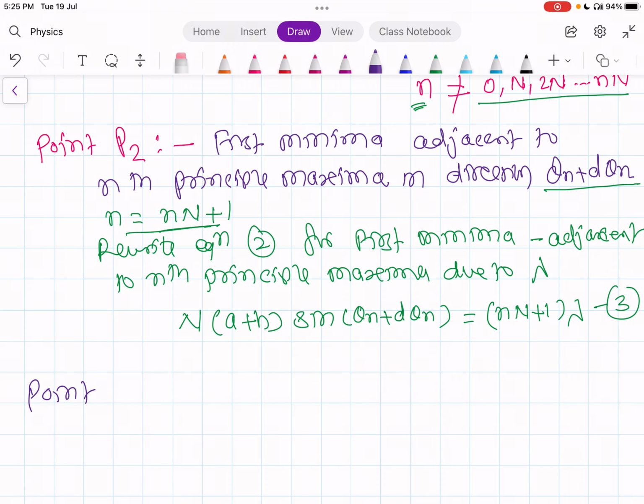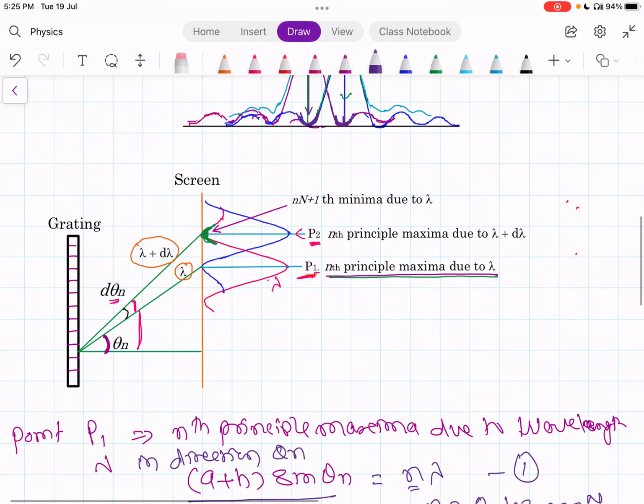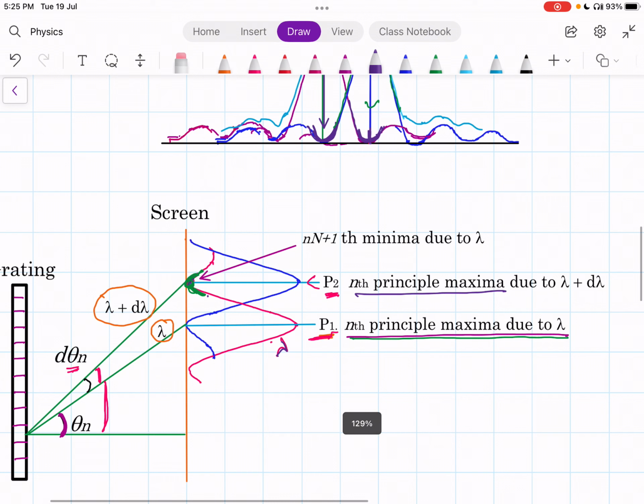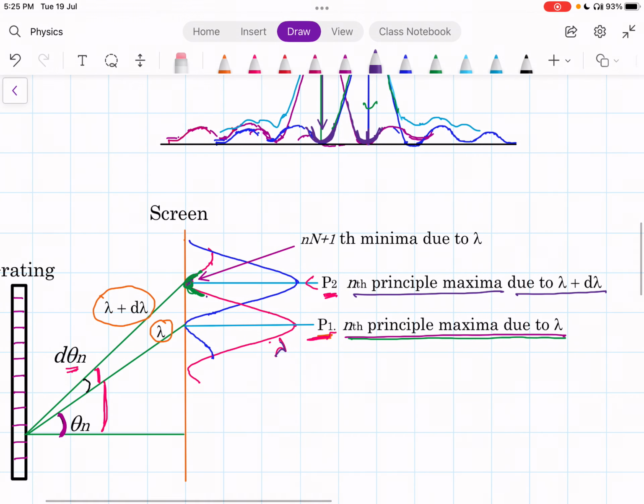At point P2, we get the first minima due to wavelength lambda. But at the same point, we are getting the nth principal maxima due to wavelength lambda plus d lambda, this blue color. So we say that the wavelengths lambda and lambda plus d lambda are just resolved.